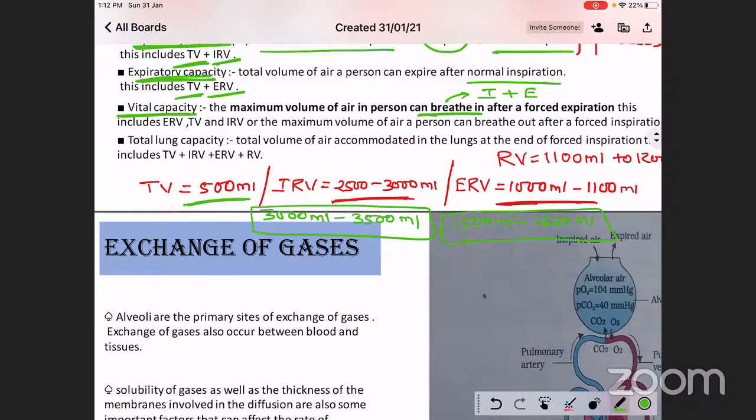All other additional volumes we have thrown out. Now that we have thrown out all the volume, we will take air inside, and the inspiration will take place and the expiration will take place, and then only you can calculate the maximum volume.